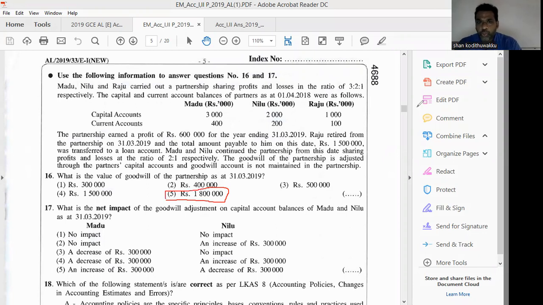We can show you workings by using an Excel sheet or Word, but at the examination you can do a short working and find the answer, because we can't take much time to solve these types of questions, as you are given only 2 marks. Then the answer is number 5, that is, the total value of goodwill is 1,800 rupees. That means 1.8 million.